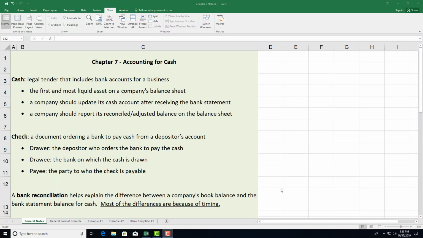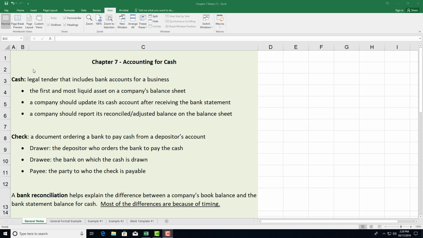Okay, in this video, we are going to cover Chapter 7, which is accounting for cash. Remember, cash is the most liquid asset, and it's the first asset that's listed on the balance sheet. We haven't talked about this a lot, but on the balance sheet, we list things from most liquid to least liquid. And so cash is our most liquid asset, or our most current asset.